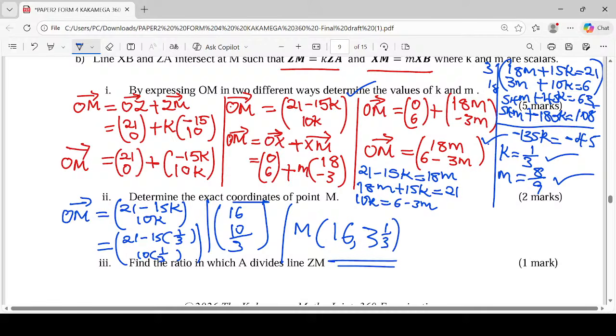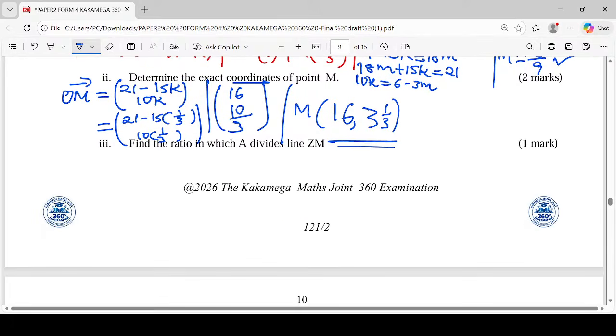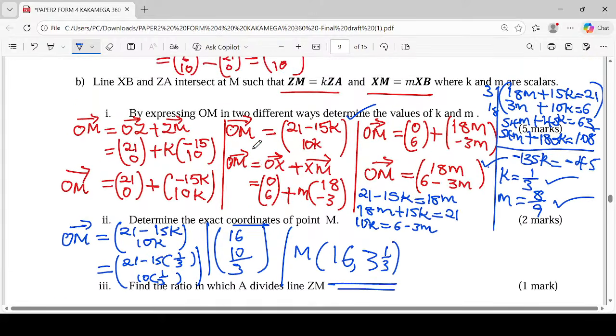So that is how you get your marks there. You just substitute. Roman 3: find the ratio in which A divides Zm.